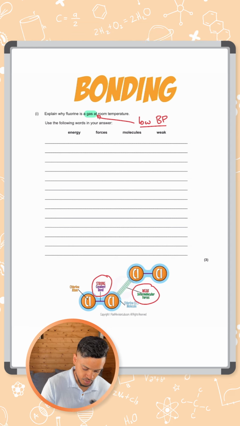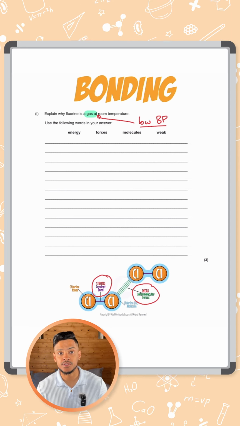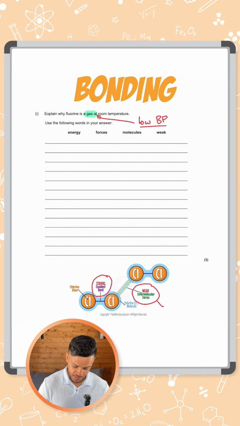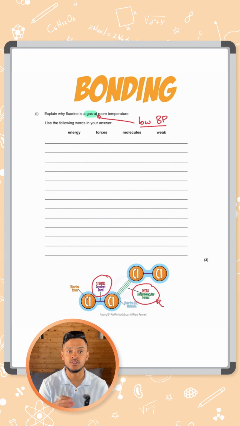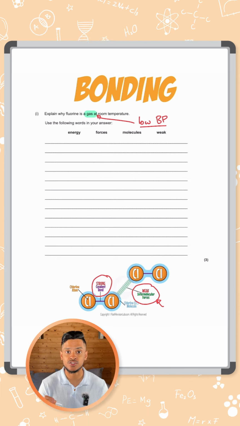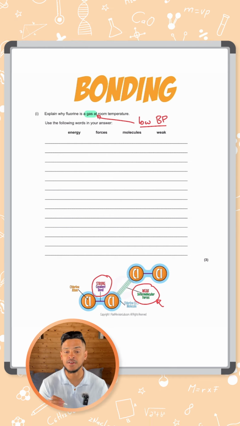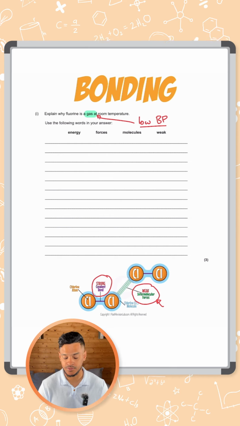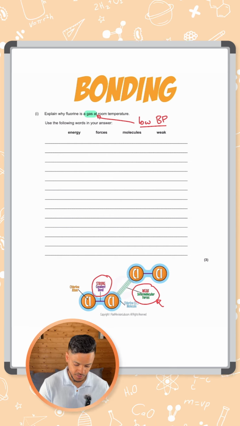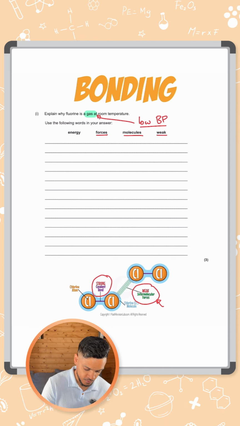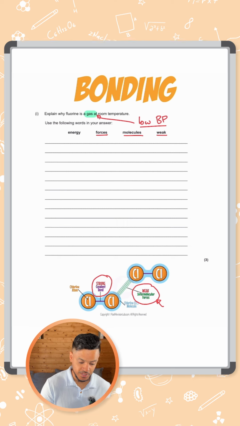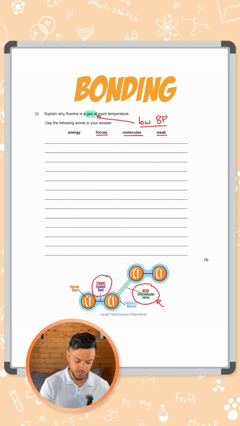So when it comes to boiling a simple molecular substance, you need to think about the intermolecular forces, because those are the ones that break when you boil a simple molecular substance. It's not the covalent bonds. The covalent bonds are very strong. It's very difficult to break those. So these intermolecular forces are weak. They're between molecules. So we've used the word forces for intermolecular forces. We've mentioned that they're weak, and we've mentioned that they're between molecules.